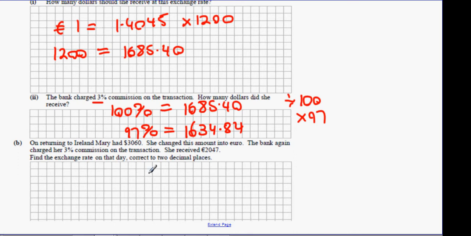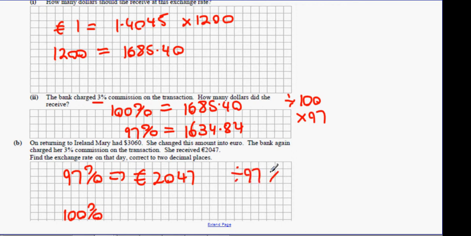Alright guys, this is how much euro she received. Okay? The bank took away 3%. So what percentage does this represent? 97%, okay? We have to find out what is 100%. So how do we do that? Divide by 97, multiply by 100. So let's do that.